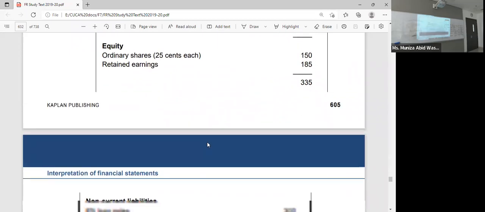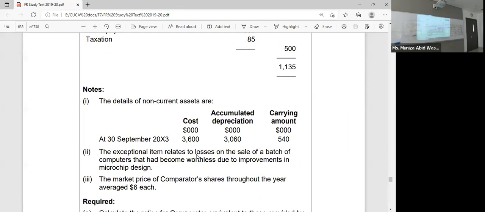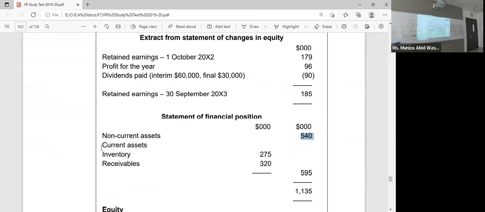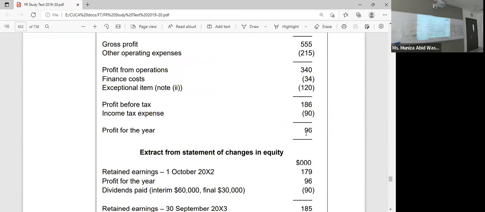But in the exceptional items, we have seen that the organization has not purchased an asset, but it has sold one of the assets as well. So on the other hand, the organization does not have cash. No cash. And cash is the survival of the business. Even if the organization has a profit of $96,000 for the year, even then the organization is not in a safe position. So it means that the organization has to increase its current ratio.